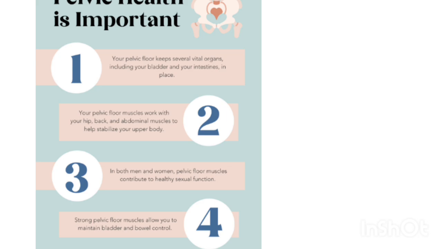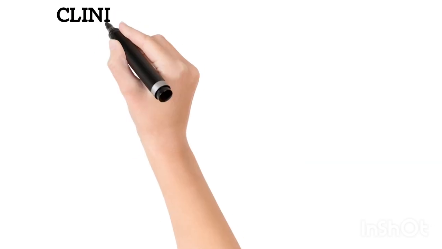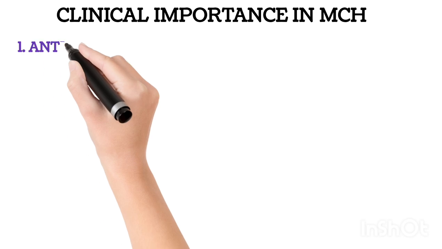So I talk about this, you can see the pelvis is important because it helps hold our important organs like the bladder and the intestine. It also helps stabilize our body. You understand? Then it also helps maintain our sexual function, and helps control when we urinate and when we go to the toilet. So very, very important.